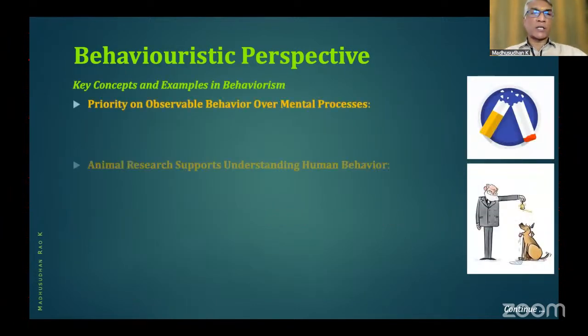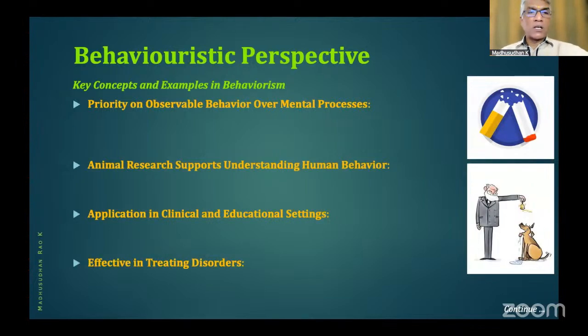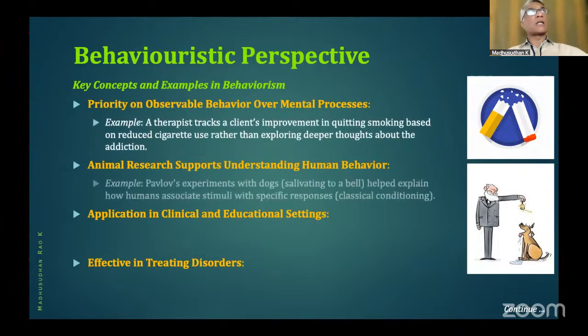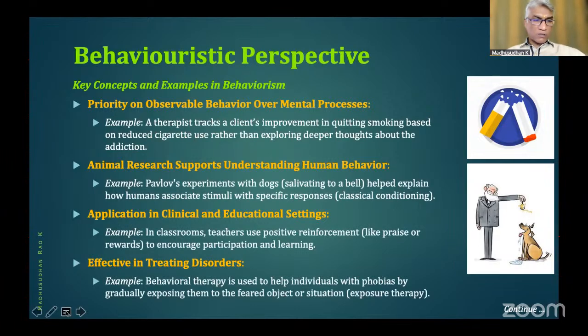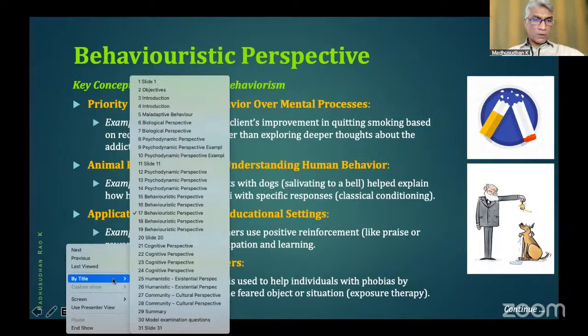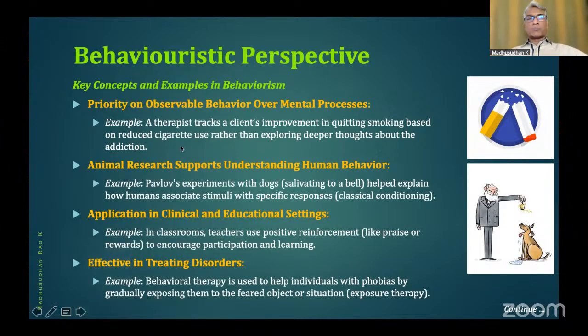Now, behavior in perspective, similar things with examples. Priority on observable behavior or mental processes. A therapist tracks a client's improvement in quitting smoking based on reduced cigarette use rather than exploring deep thoughts about addiction. So he will focus on whether he's reducing it or not, rather than his thought process.